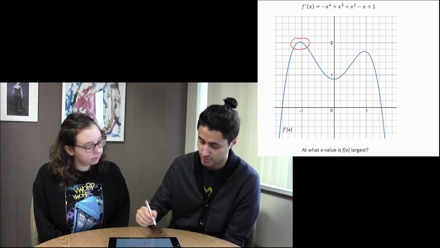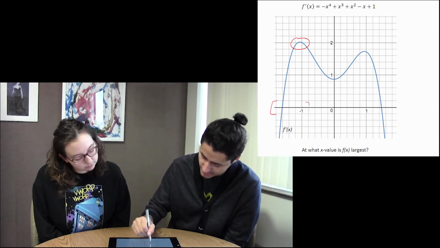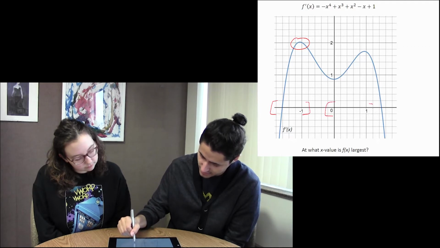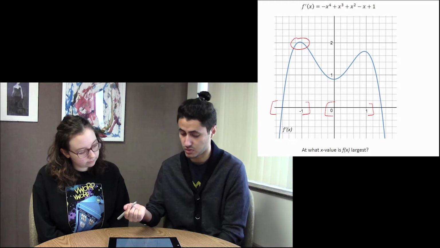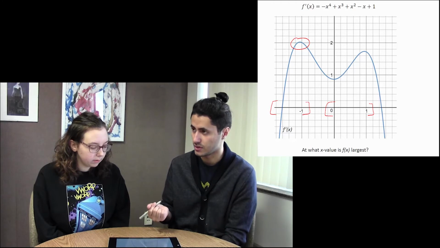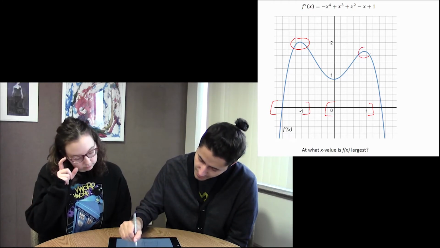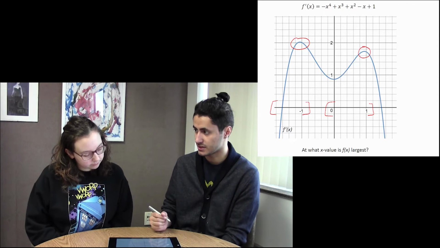And the derivative tells us about increasing and decreasing. So if we just see where the graph is increasing, we'll be able to find where f of x is the largest. So this is increasing on these two intervals. So f of x is increasing from negative 2 to negative 1, and again from 0 to 1. So this would be where f of x is the largest.